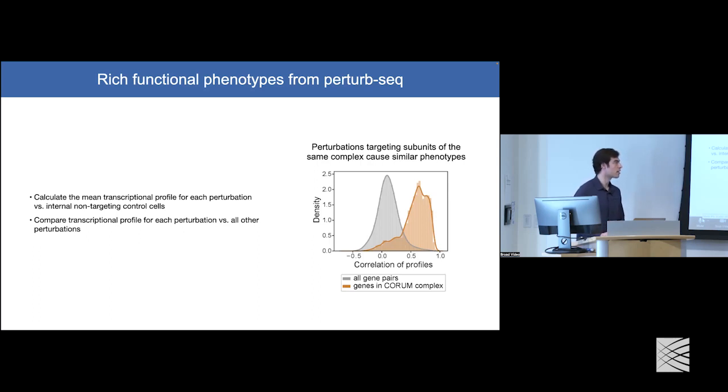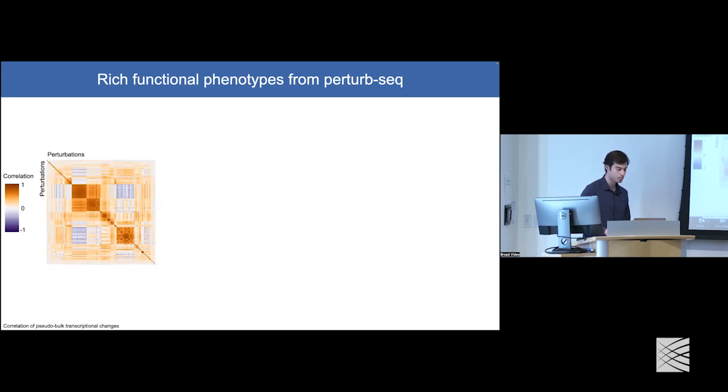So in this case, we use Pearson correlation. And you can see that in fact, gene perturbations that target two members of the same CORUM complex tend to give much more highly correlated transcriptional responses than random pairs of perturbations. So when you actually do this, and in this case, I'm showing this analysis limited to genes that cause more than 50 differentially expressed genes because those tend to cluster better, you end up with this highly structured similarity matrix.